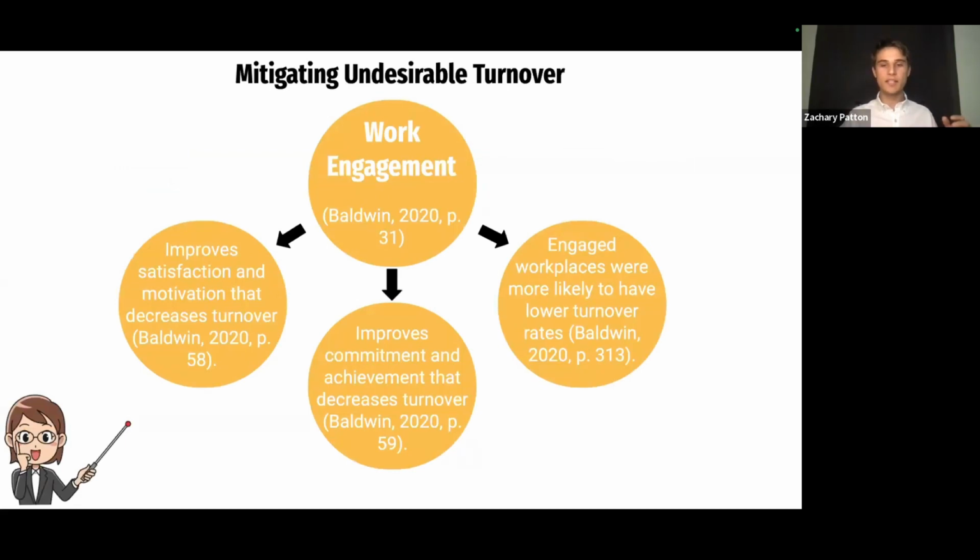So how do we mitigate undesirable turnover? To mitigate undesirable turnover, we focus on increasing work engagement, as highlighted throughout the textbook. Increasing work engagement improves employee satisfaction and motivation, improves commitment and achievement, and lastly, all these factors reduce turnover.